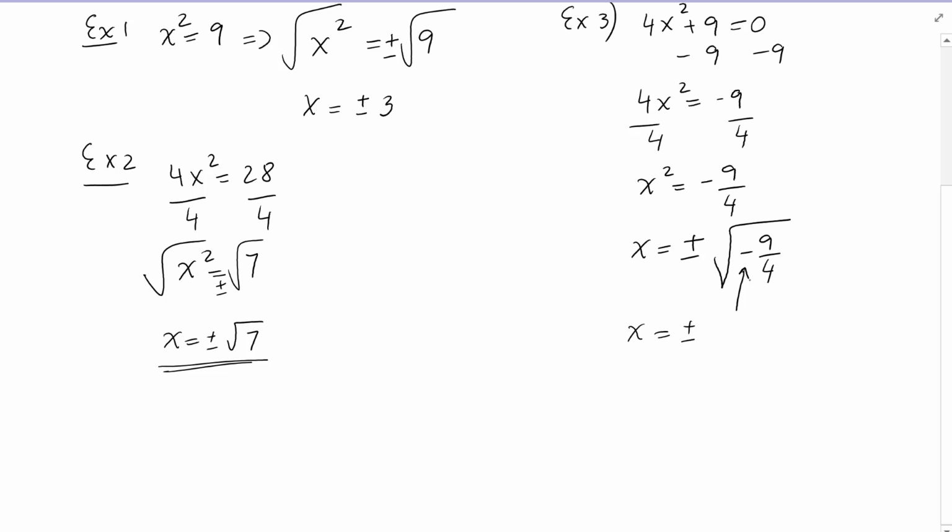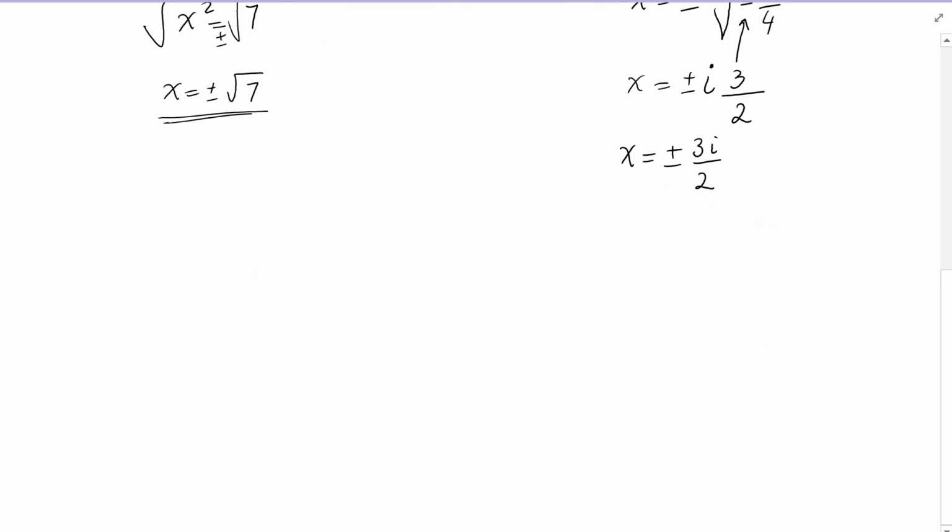This negative under the root makes an i outside. Square root of 9 is 3 and square root of 4 is 2. So just to make it pretty, plus minus 3i over 2. So there are 2 solutions and they are complex ones. Okay, and let me do one more.